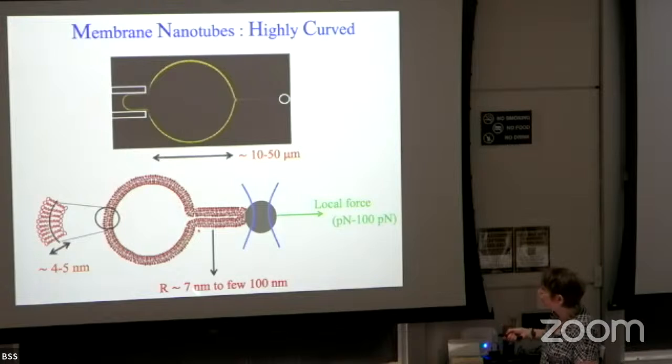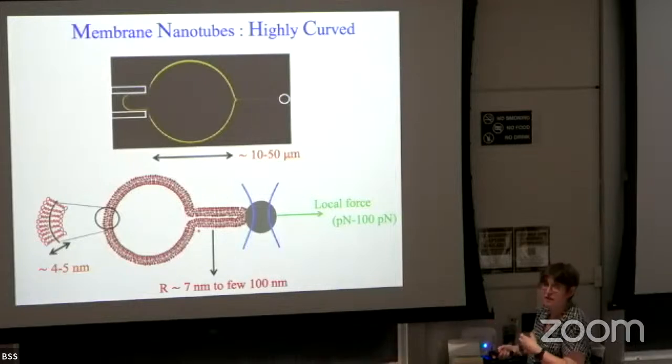And so, just a typical dimension that we have. I remind you, here we have 10 microns. Here we have 4 nanometers. And what is very nice in this system is that this tube can have a radius as small as 7 nanometers. So it means that the membrane can be bent to an extent which is very close to its own thickness, right? So it's a lot. And the tube also can be, depending, as we'll show you next, as big as a few hundred nanometers.